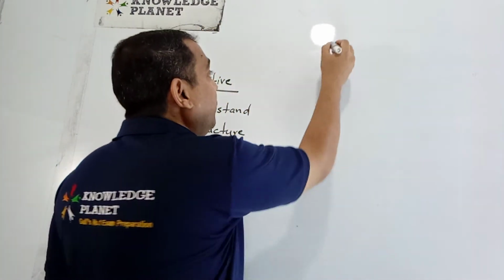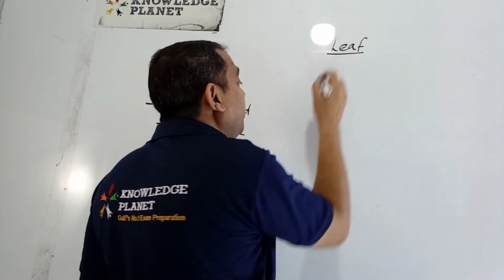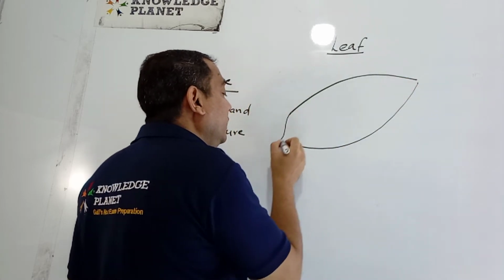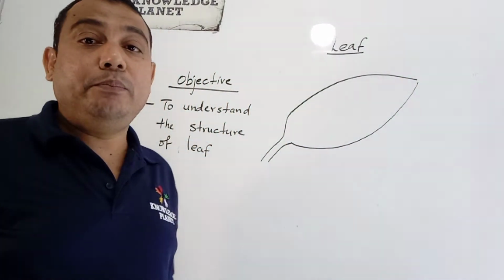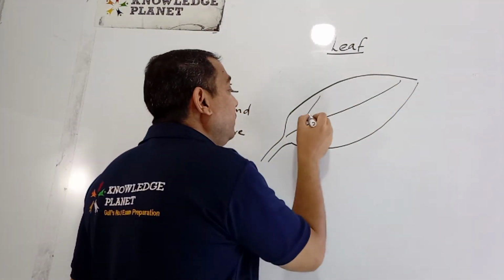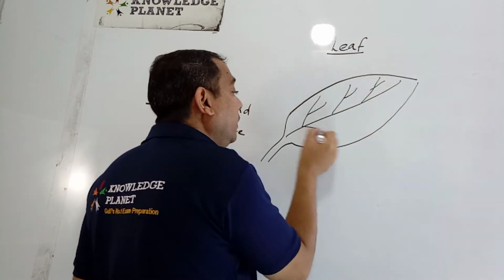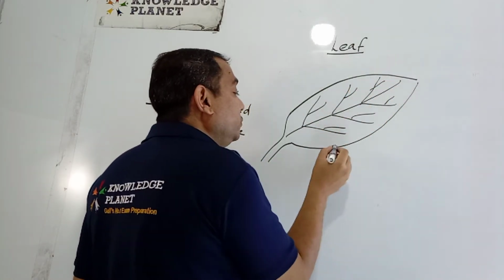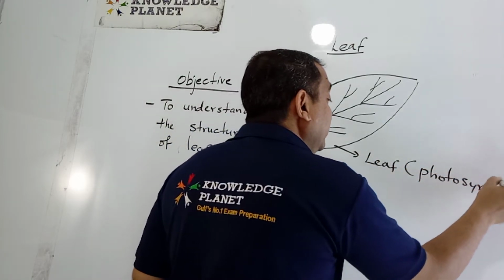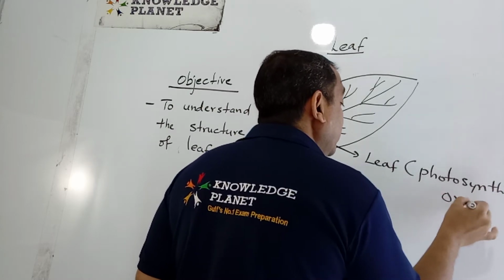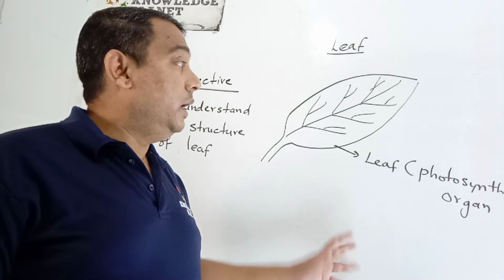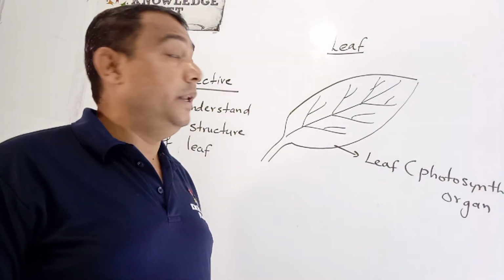So what is the function of leaf? You know that leaf is a very important organ in the plant which helps in preparing the food. So when you look at the leaf, the leaf will have what? They will be having veins like this, okay? So this is the leaf. So leaf is called a photosynthetic organ. It helps in preparing the food material, okay? It will help in preparation of food material.